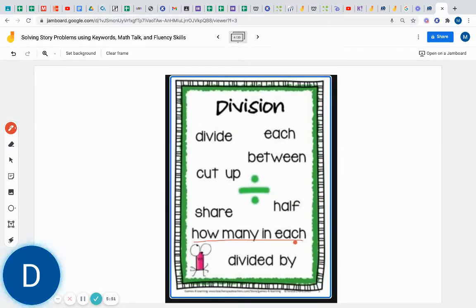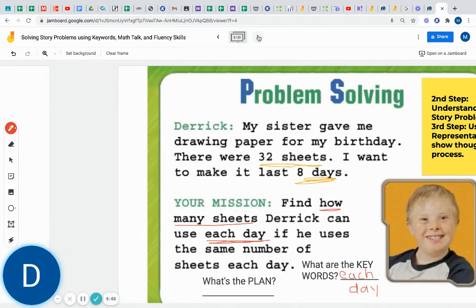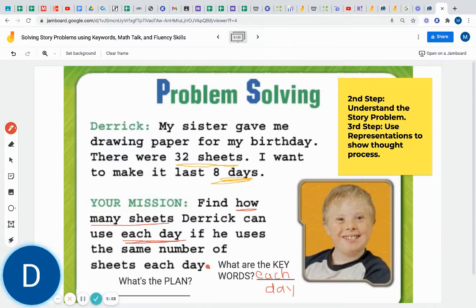But this is how many sheets in each day. So the plan, as you know, we wouldn't want to multiply these numbers together because we know the total number is 32 sheets. So we need to solve for each day, so it needs to be smaller than 32. So we know that this definitely is going to be division. That is our plan.